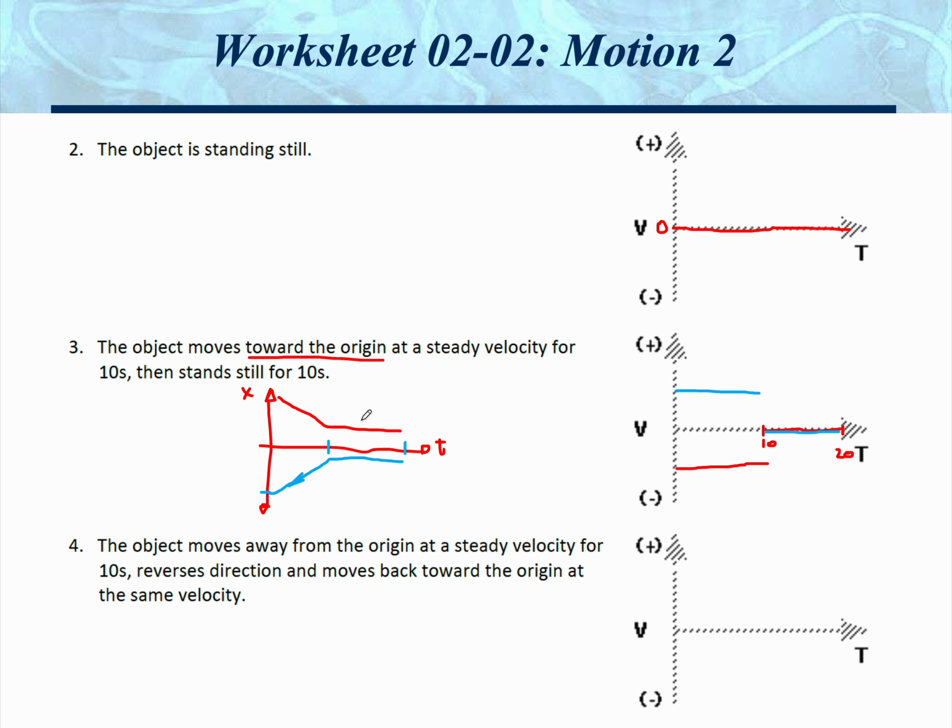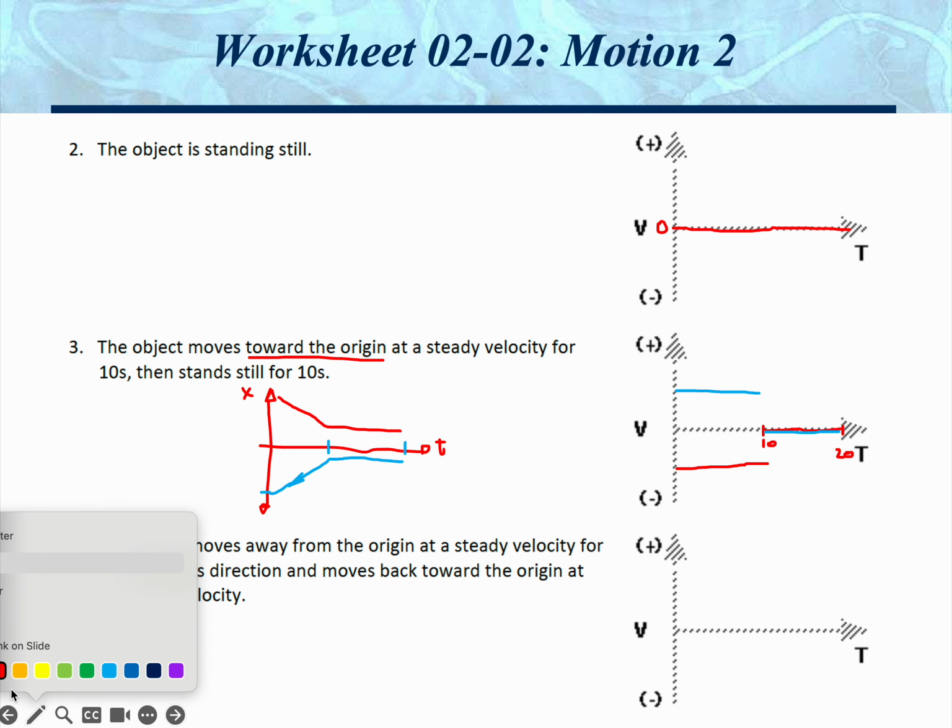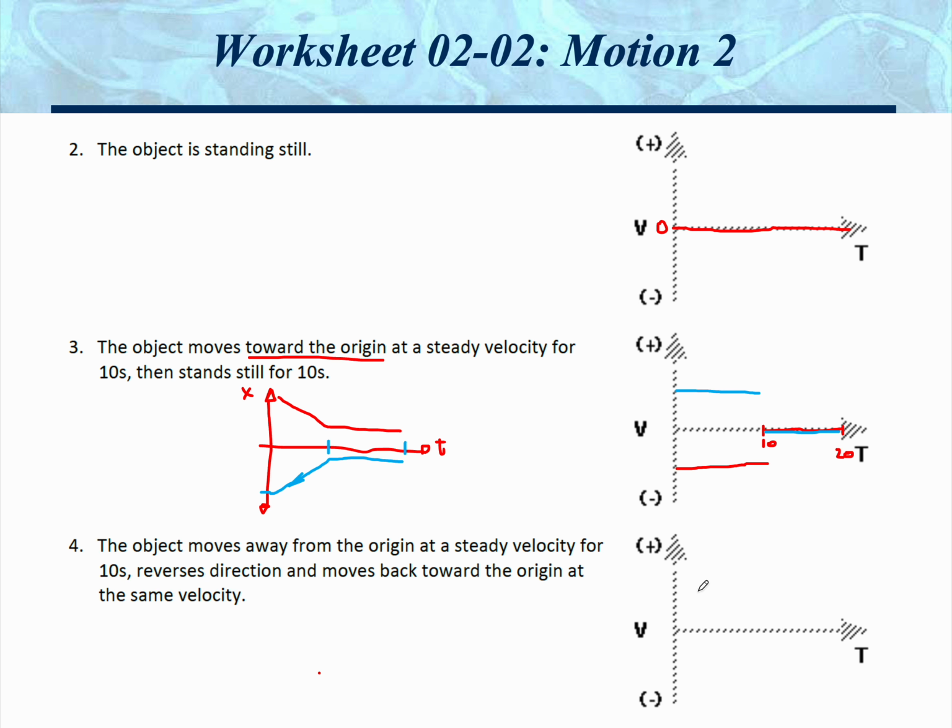Number 4, object moves away from the origin at a steady velocity for 10 seconds, reverses direction, and then moves back at the same velocity. What should that look like? Well, it should look something like this. Moves away from the origin, and maybe I should draw a position versus time graph, just so you can sort of think about it. Moves away from the origin at a constant rate for 10 seconds, and then heads back at the same velocity, but now negative. It should look like that. So here's our 10 seconds, here's our 20 seconds. It would look something like that.